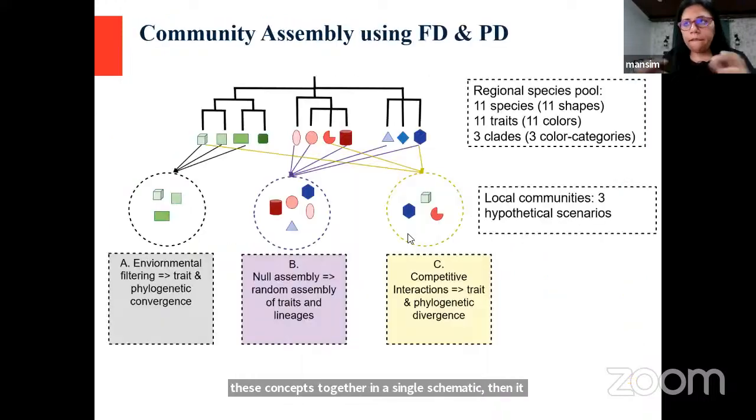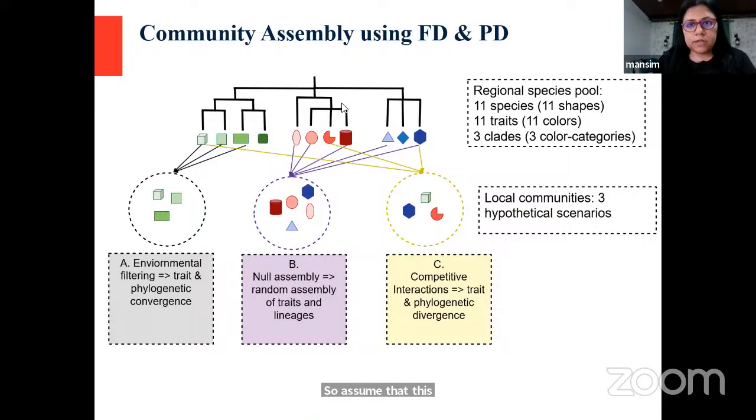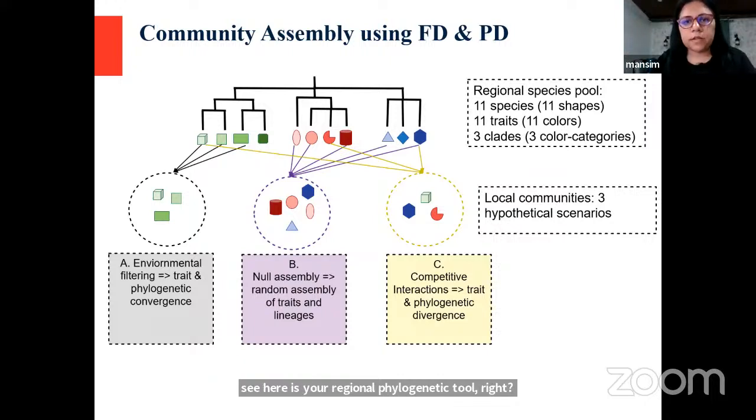And if I just bring all these concepts together in a single schematic, then it looks something like this. So assume that this topmost phylogenetic tree that you see here is your regional phylogenetic pool, right? This is all the species which are present across a region, across a mountain system. I've just ordered the species here on this phylogenetic tree. So the closely related species, let's say these are three genera. All the closely related species will have similar traits, right? These are all parrots, these are all hornbills, these are all warblers, right? So they have similar traits within each group.